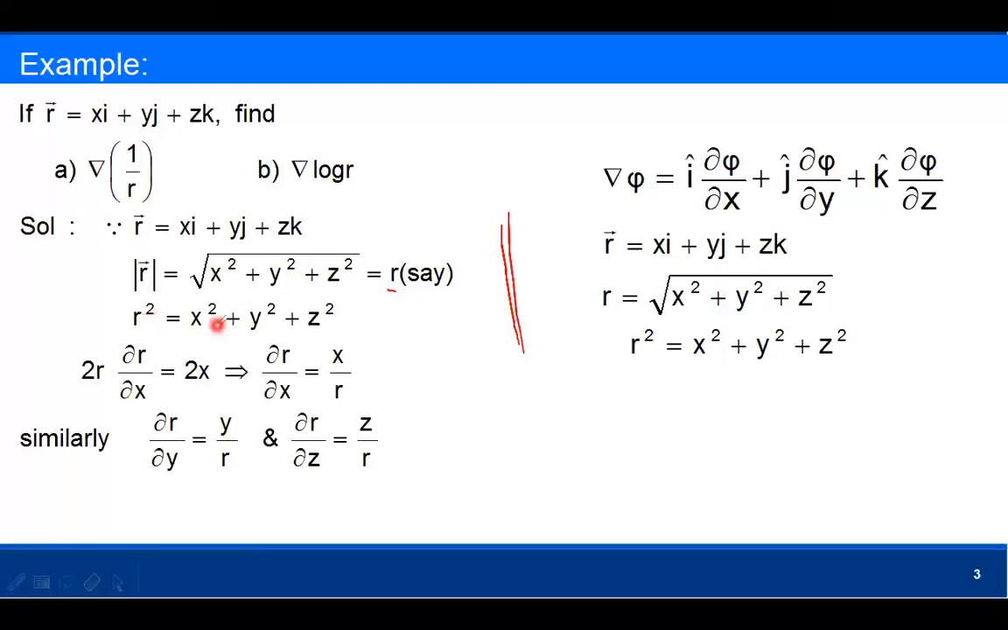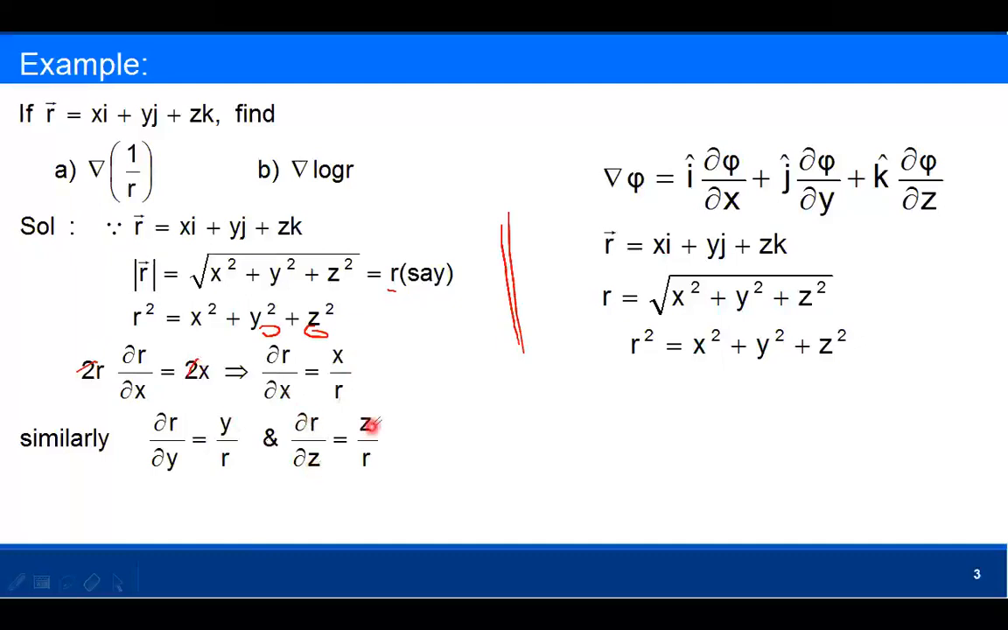Now if we differentiate this partially with respect to x, the derivative of r square is 2r into dou r by dou x, equals the derivative of x square, which is 2x, the derivative of y square is 0, and z square is 0. So 2r dou r by dou x equals 2x. Cancel the 2. Therefore dou r by dou x equals x by r. Similarly, dou r by dou y equals y by r, dou r by dou z equals z by r. So remember this.